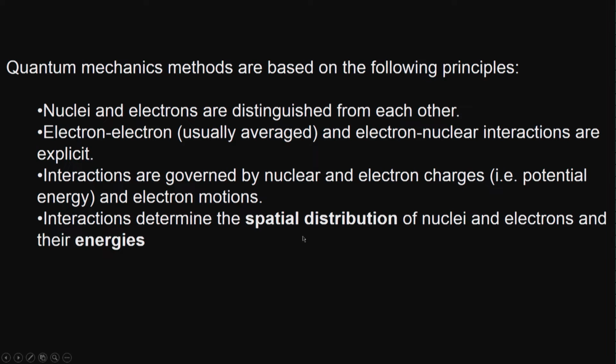So, the interactions determine the spatial distribution. If you want to find out the size and shape of the molecule, these are all determined based on the nucleus and electrons and their energy. So, nuclear repulsions, electron repulsions, nuclear-electron attractions and so on. That is what quantum mechanics methods are based on.